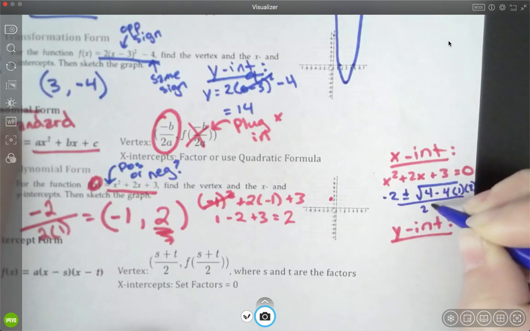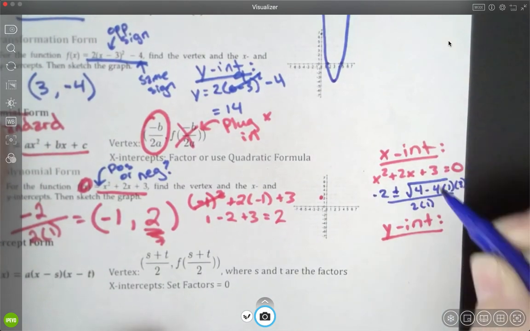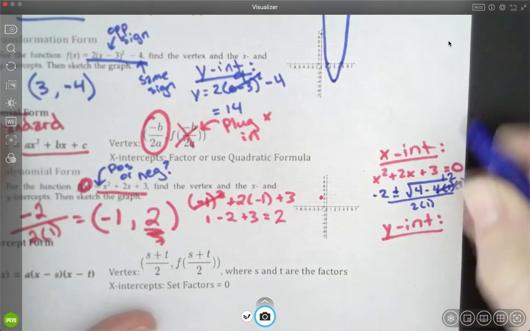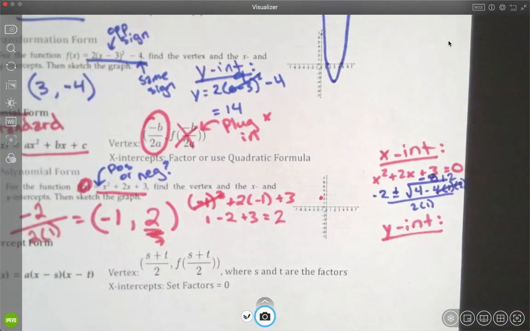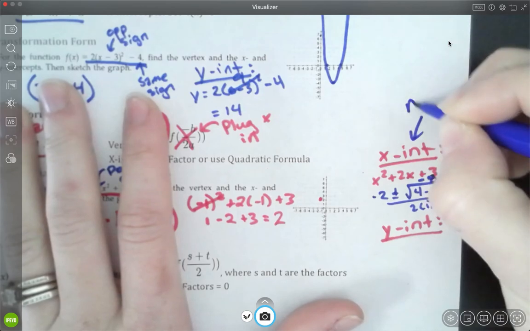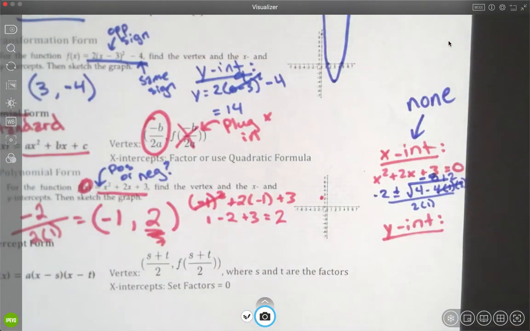Now let's look at the inside here. 4 times 1 times 3 is 12. What's 4 minus 12? Negative 8. Uh-oh, what's happening? You can't have a negative inside the square root. So what does that mean? There are no x-intercepts. None. We should have already known that because my vertex is here and he's smiling. He can't be here and smiling and touch down here.